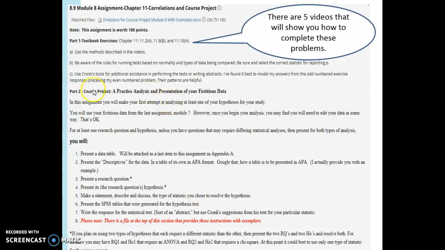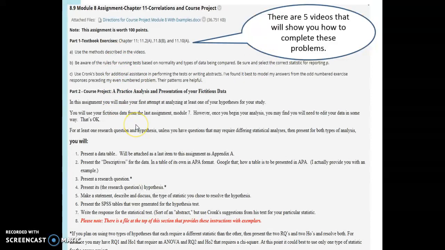Now here's what you're going to do to get your homework accomplished, the week's work. There are 5 videos. Watch those 5 videos and they will show you exactly how to solve each of these 3 problems: 11.2a, 11.8, and 11.10a. That's 11.8b. So do that. And then the course project.